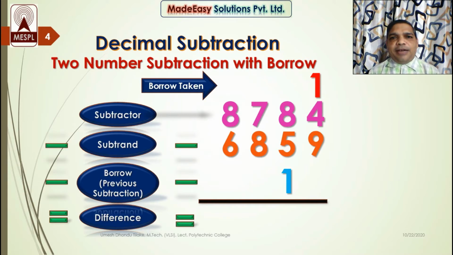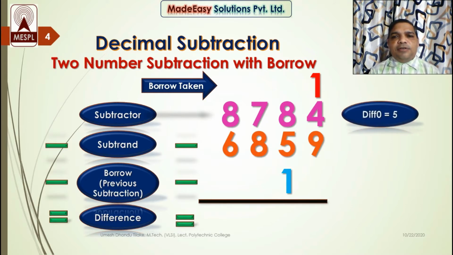Now can I subtract? The value of borrow taken is 10 because it is taken out from the next significant digit. So 10 plus 4 will give me 14. Now I can subtract 9 from 14. So I will get the difference of this subtraction is equal to 5. So I will place 5 over here.